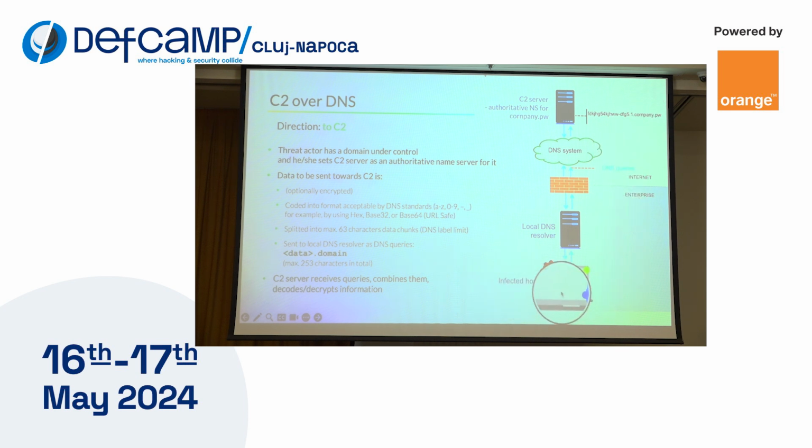A big advantage of this technique for the attacker is that this host doesn't have to have any kind of internet connectivity, because it is not sending anything directly to the internet. It is sending data only to the local DNS resolver, and this DNS resolver has to be able to resolve names on the internet. It is actually serving as a kind of proxy mechanism for the malware on the infected host.